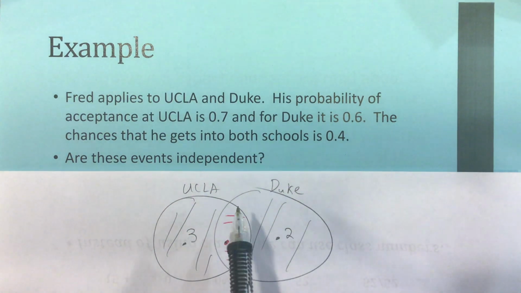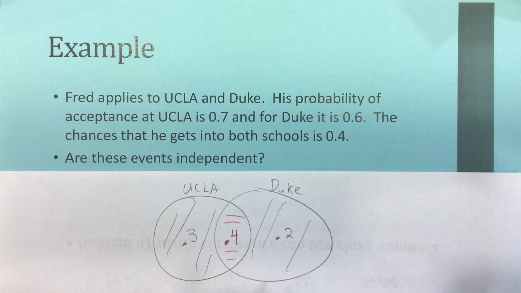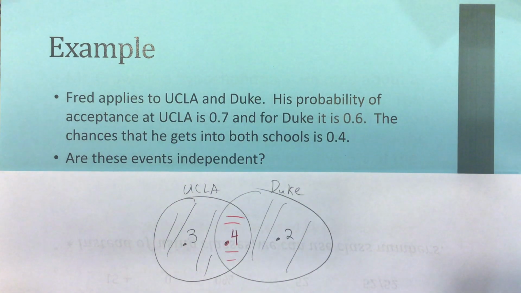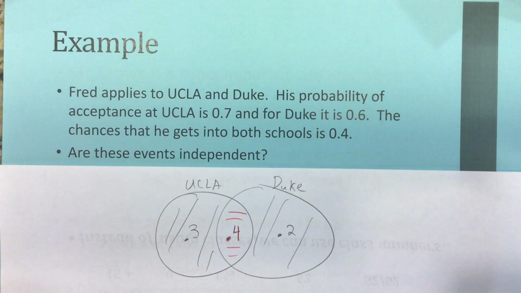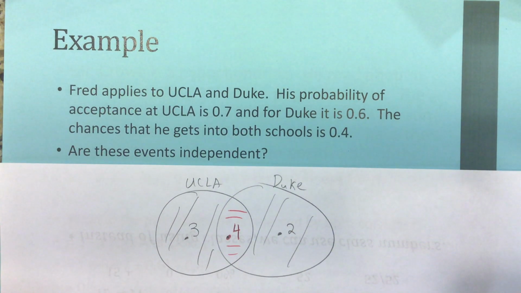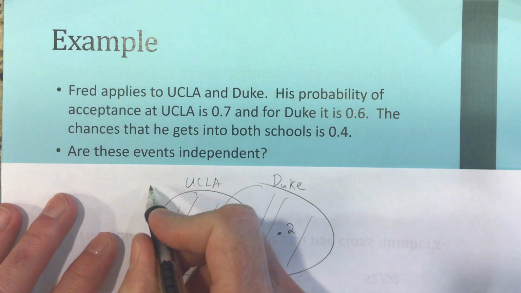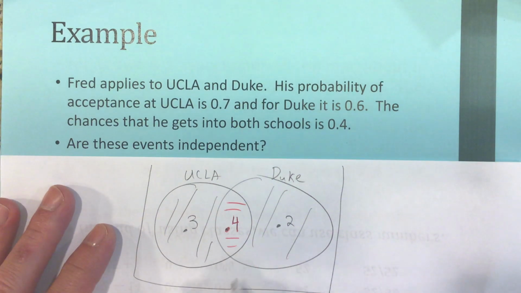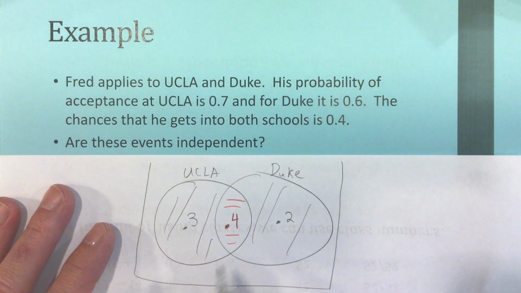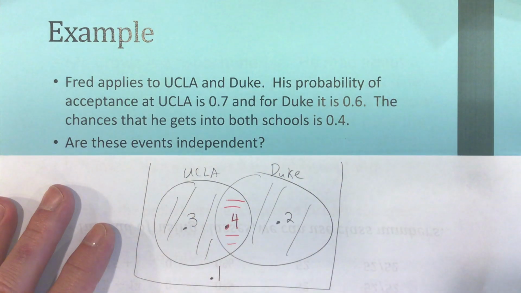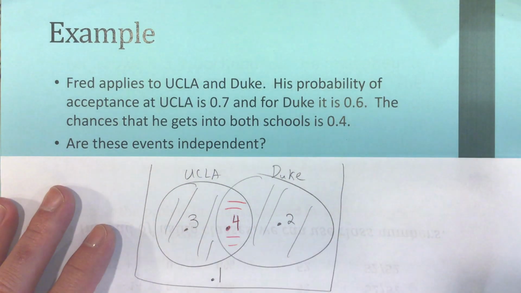Okay, so you can now see the whole UCLA is 0.7, the whole Duke is 0.6, and the both is 0.4. Actually, notice this doesn't add up to 1, does it? This only adds up to 0.9. So there's a section out here. There's a 10% chance Fred's going to be real sad, huh? 10% chance he doesn't get into either school. Poor Fred. Okay, now I've done everything. I can answer any question because I have a complete sample space written out in a Venn diagram.